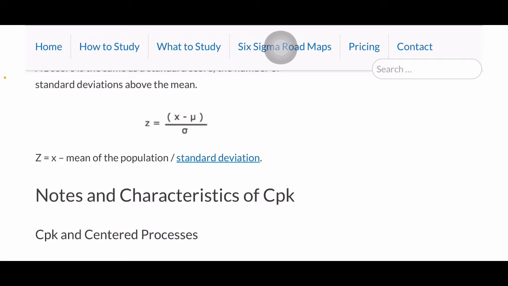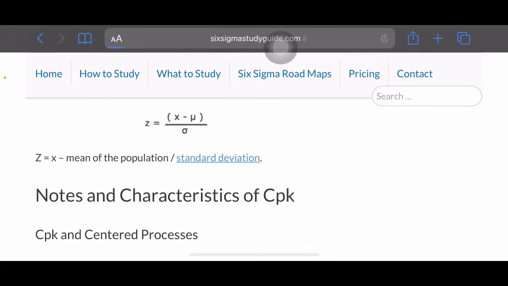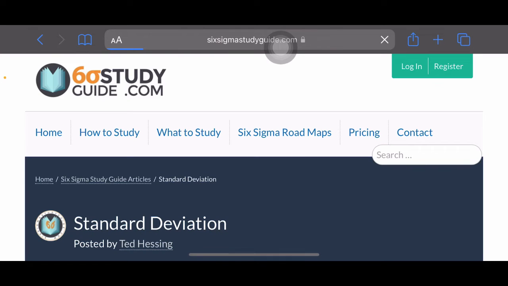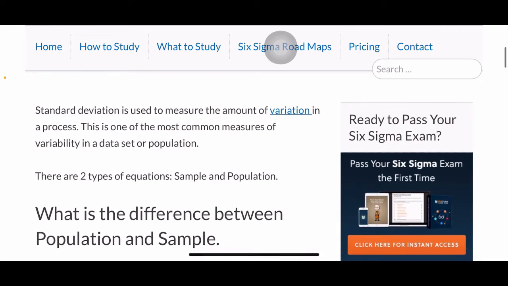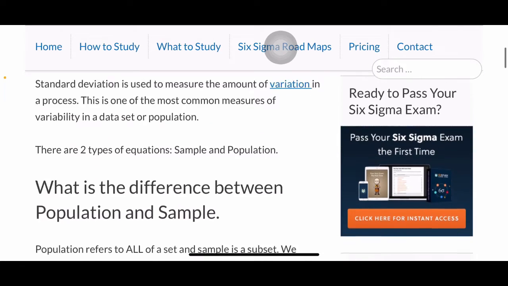Is that divided by 100? What actually... I don't want to click on that and lose this article, but I'm going to have to, because how are we going to learn if I don't know? I can't explain it, so... Standard deviation is used to measure the blah, blah, blah. Variation in process of 2 times. Sample and population.